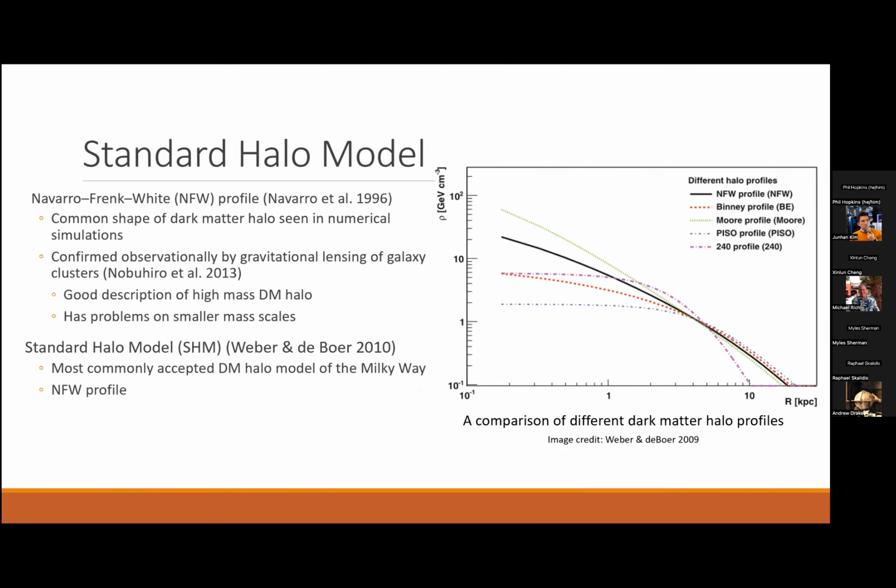So before we move on to comparing our result with the model, let me give you a brief introduction on what the standard halo model is. The standard halo model is the most commonly accepted dark matter halo model of the Milky Way. It follows an NFW profile, a Navarro-Frenk-White profile. It is the common shape of a dark matter halo as seen in many numerical simulations and has been observationally confirmed by gravitational lensing of galaxy clusters and many other observational campaigns. It is a good description of high-mass dark matter halos, but it has problems on smaller mass scales.